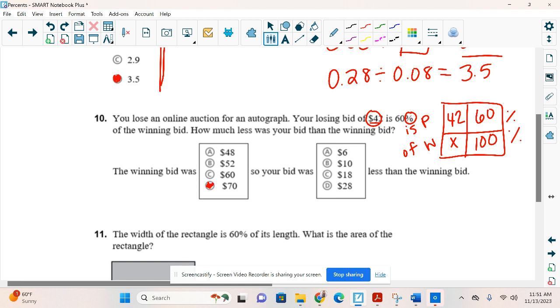So if the bid was 70 and you lost at 42, how much did you lose by? You have to do 70 minus 42, which gives you $28.